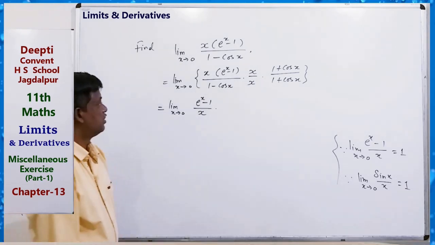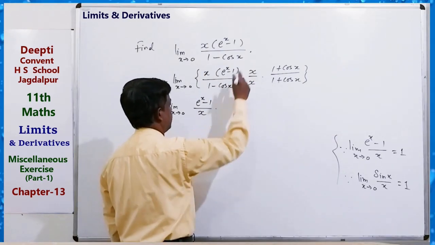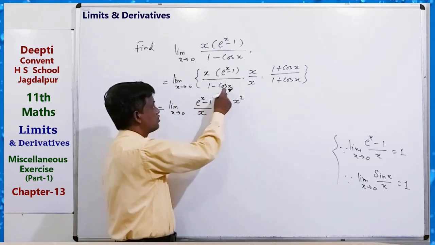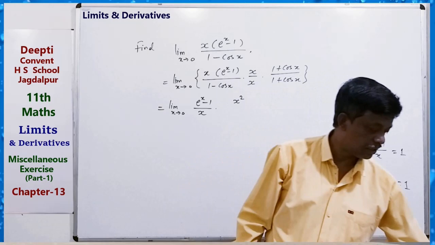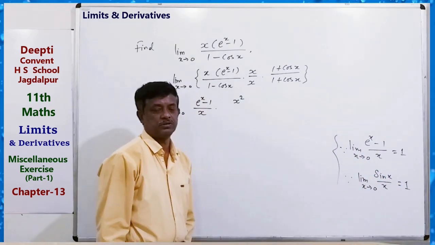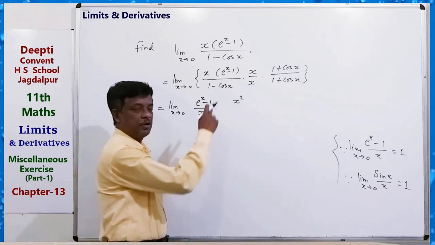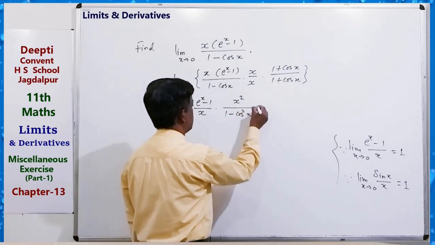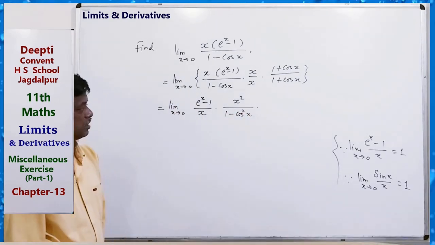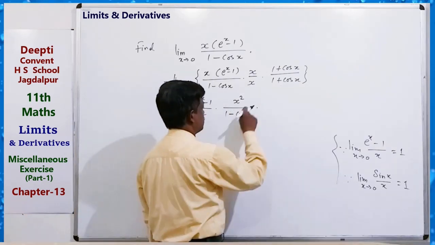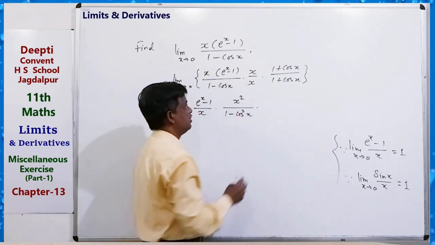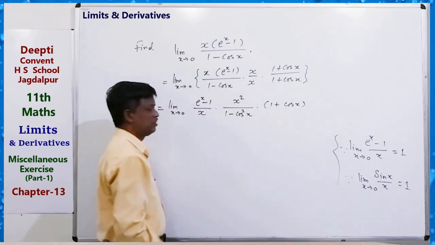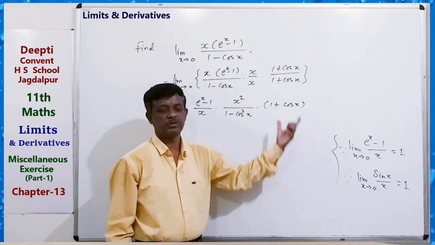Now x square, and 1 minus cos x times 1 plus cos x. What will be? 1 minus cos square x. We can convert it into sine square x, and 1 plus cos x is also here. So we know that we can put x equal to 0 here: 1 plus 1, 2 will be.